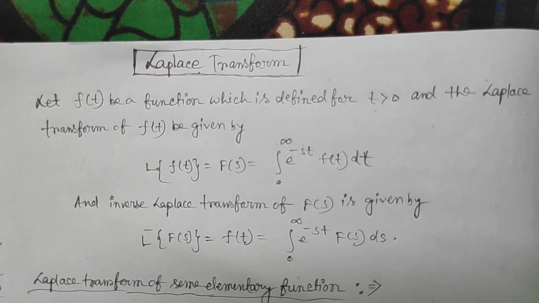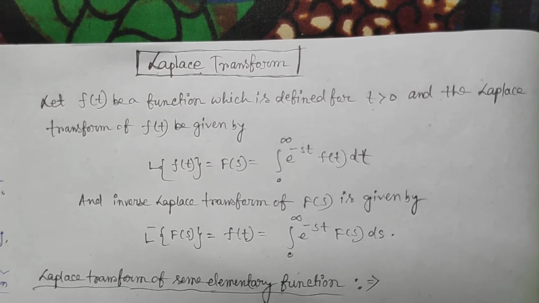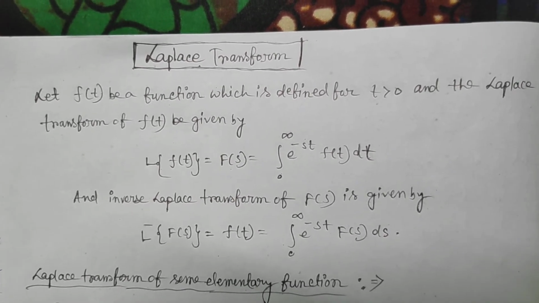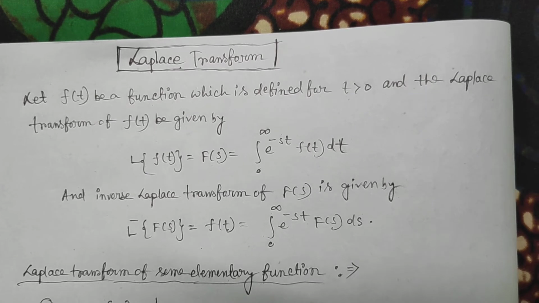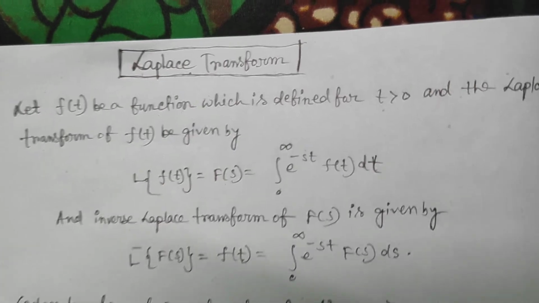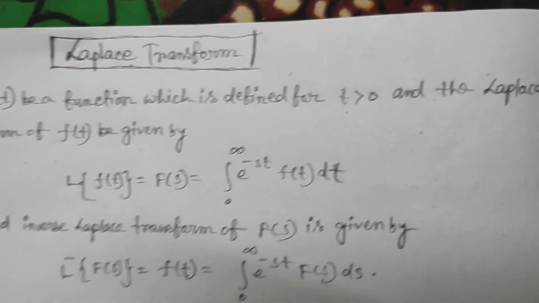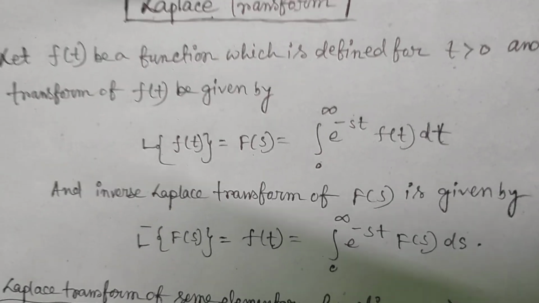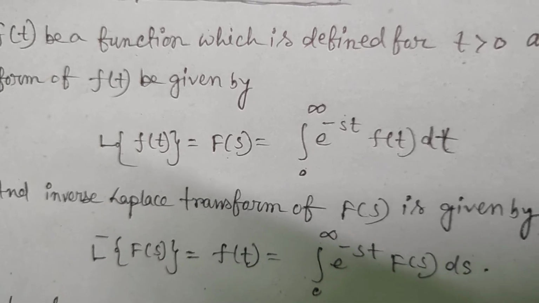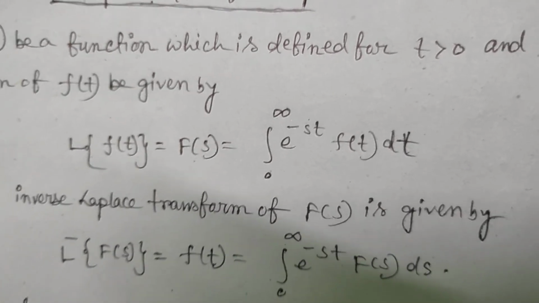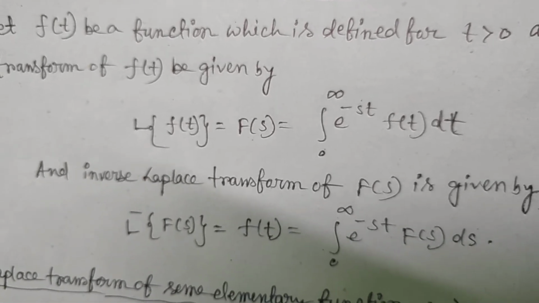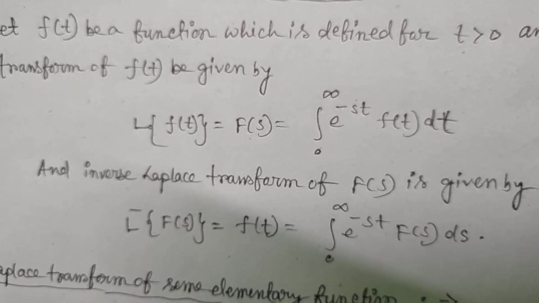So what is the definition of the Laplace transform and how can we define it? Let f of t be a function which is defined for t greater than 0. The Laplace transform of f of t is given by L{f(t)} = F(s), which is the integration from 0 to infinity of e to the power minus st times f of t dt. Here the domain of the function changes from t to s, and s is a parameter.